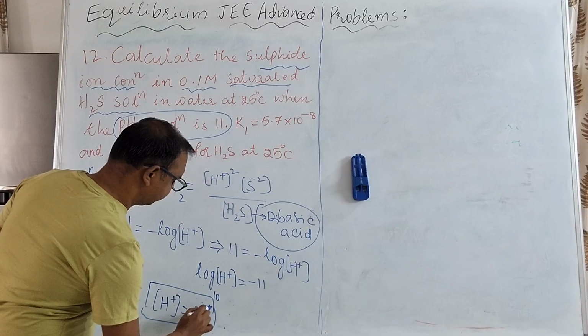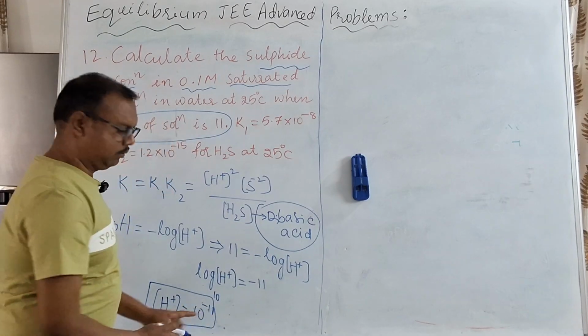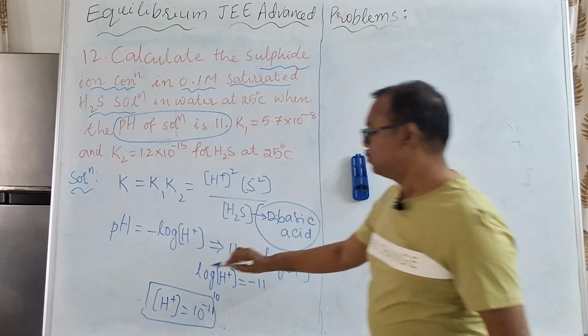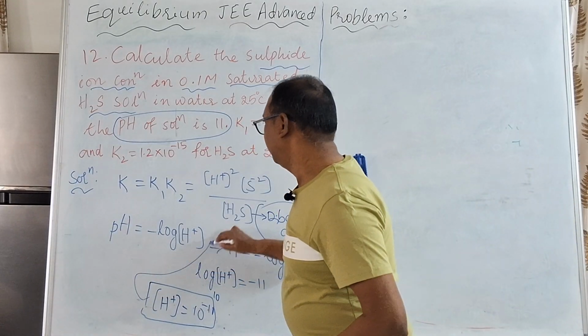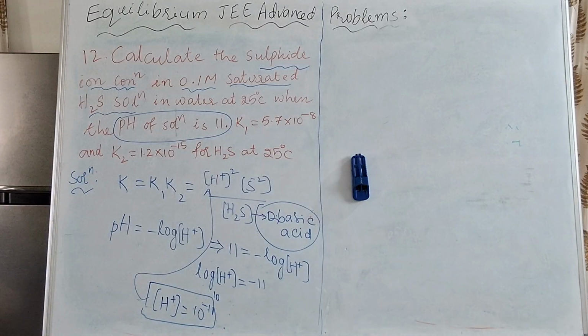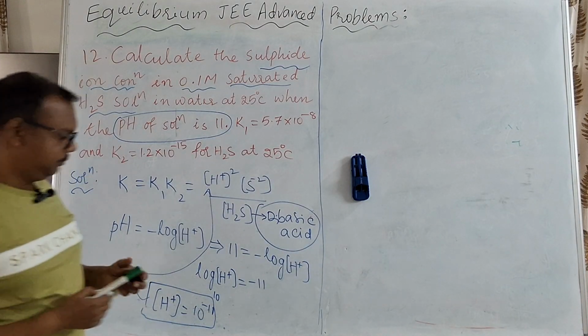The concentration of H plus, how much do you get here? 10 power minus 11, you got it. Is that clear? Right. Now take this value and substitute it in the above equation. You can write it here.